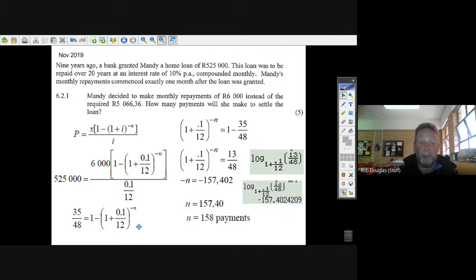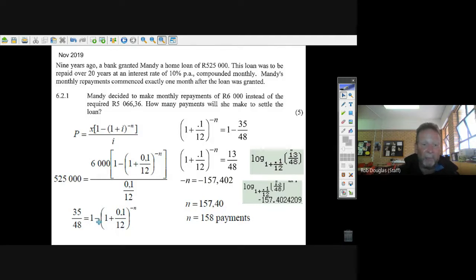Okay, now this is what you do. In your calculator, you take this 525,000 and you multiply it by this 0.1 over 12 on the bottom. And then you divide by 6,000. So multiply by the bottom and divide by this number in front. And I did that on my calculator and I got 35 over 48. That's the answer I got. And I got rid of all this other stuff and it equals 1 minus (1 plus 0.1 over 12) to the power of minus n.